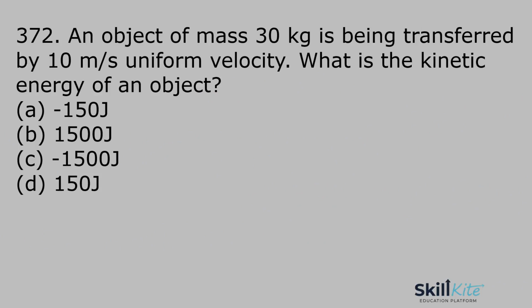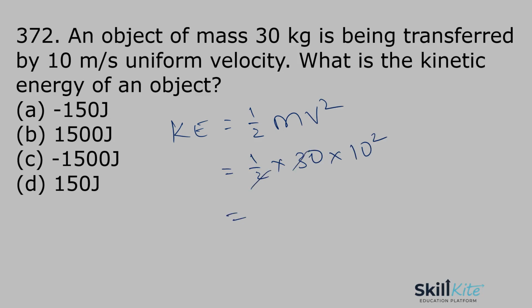An object of mass 30 kg is being transferred at 10 meter per second uniform velocity. What is the kinetic energy of the object? So kinetic energy formula, you know, half mv square. Half into 30 into 10 square, that is 100. So 1500 joules. Option B.